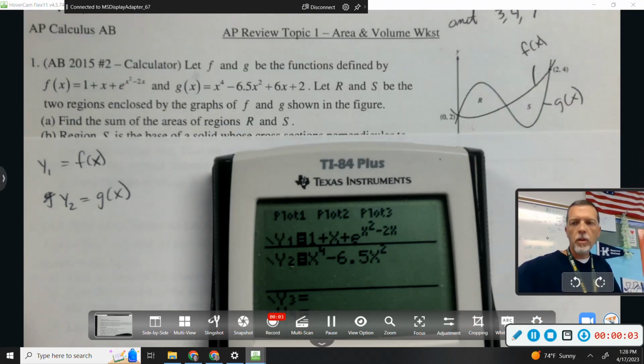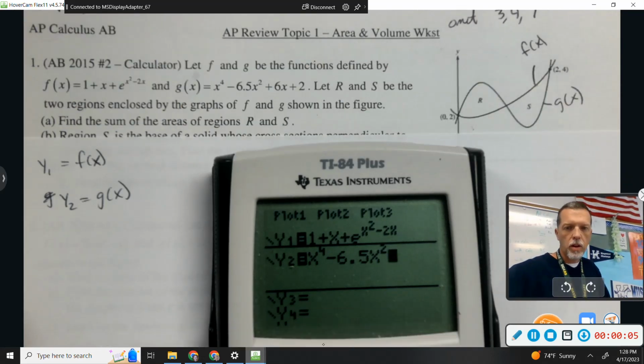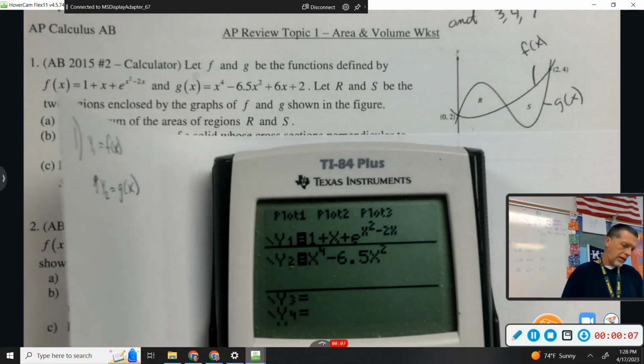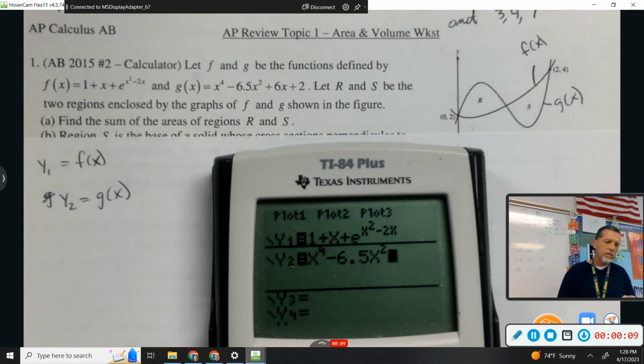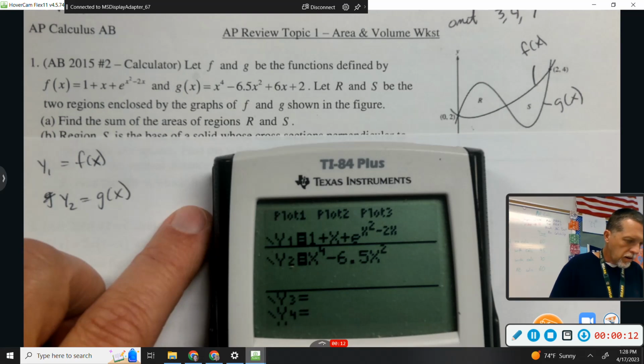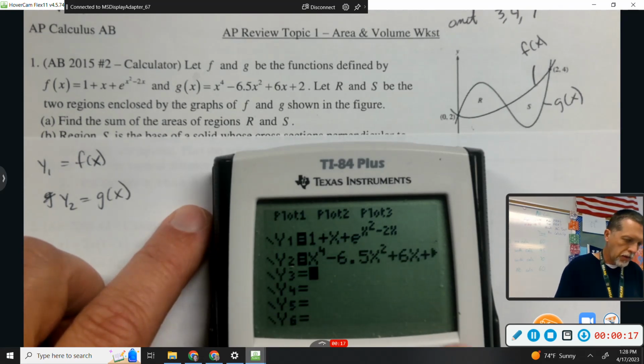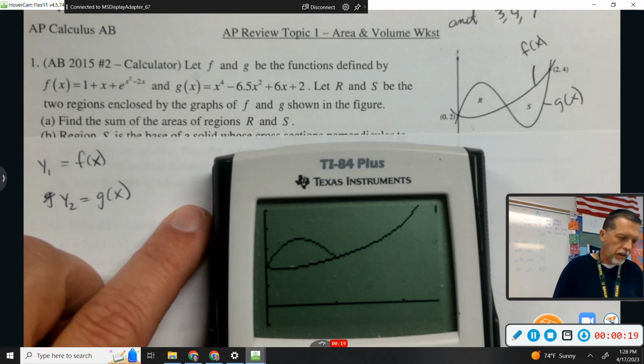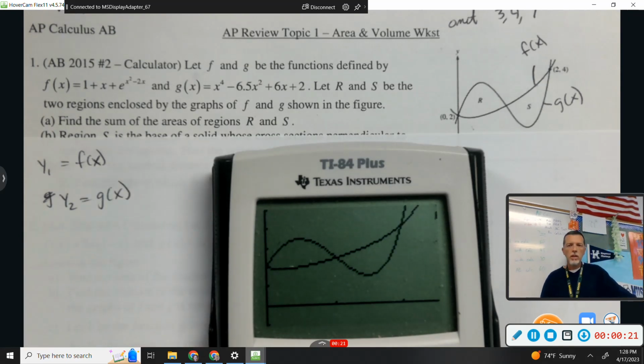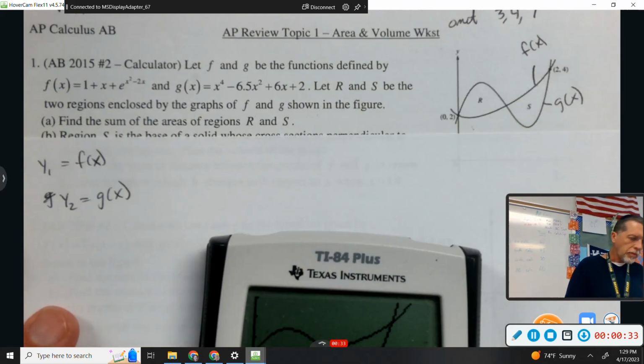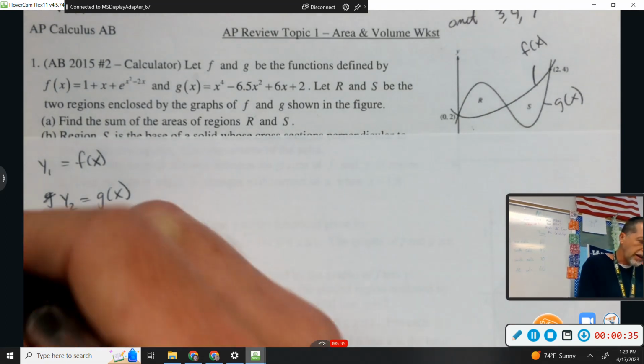So looking at number 1 from the FRQs. Again, we'll do 1 and 5 together, and then you'll do 2 and 6 on your own. Okay, so there's g of x. All right, so my calculator looks like the picture they gave me, so I feel pretty good that at least I've got things in the calculator the right way.